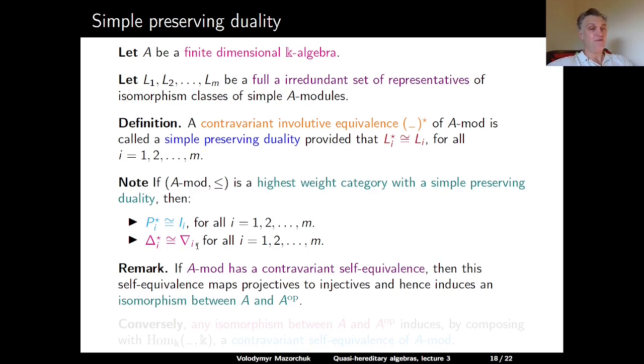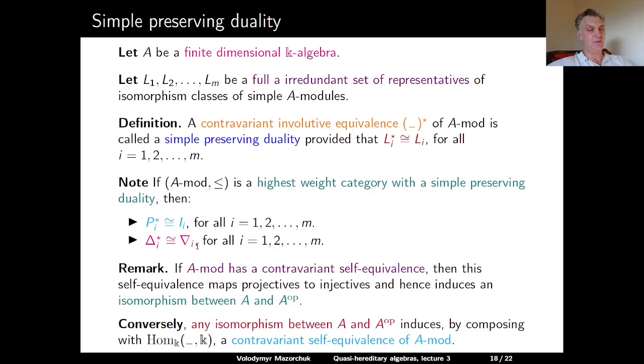Remark: if A-mod has a contravariant self-equivalence, then this self-equivalence maps projectives to injectives and hence induces an isomorphism between A and A op. Here we assume that A is a basic algebra. Conversely, any isomorphism between a basic algebra A and its opposite algebra induces, by composing with the vector space duality, a contravariant self-equivalence of A-mod. So if we are only interested in A-mod, we may always assume that A is a basic algebra, and so contravariant self-equivalences of A-mod come from isomorphisms between A and A op.